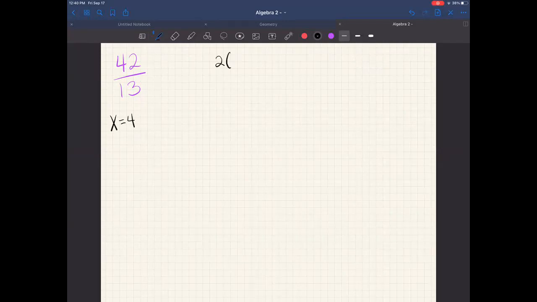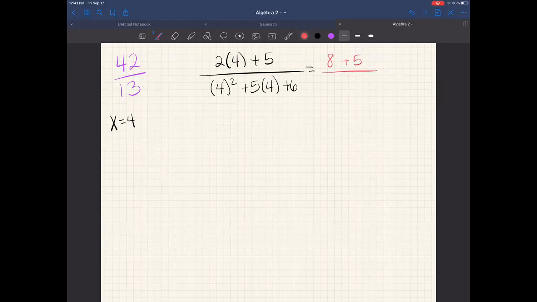So 2 times 4 plus 5 over 4 squared plus 5 times 4 plus 6. Okay, so 2 times 4 is going to give me 8 plus 5, 4 squared, 16. Trinity, did you give me the answer for the numerator already? Yeah. Okay, I heard it. It was 13. And then 5 plus 4, that's easy.